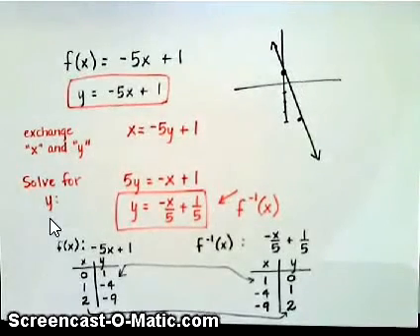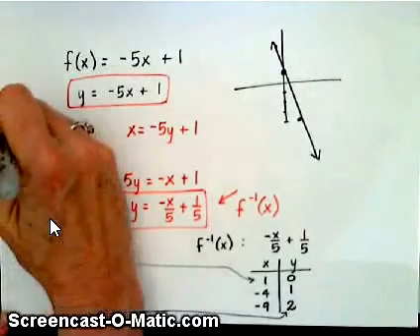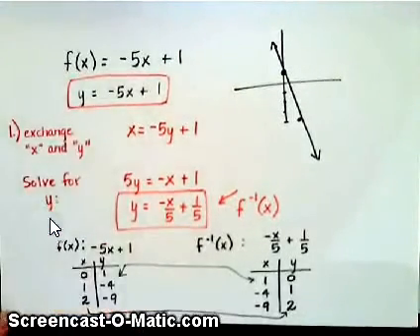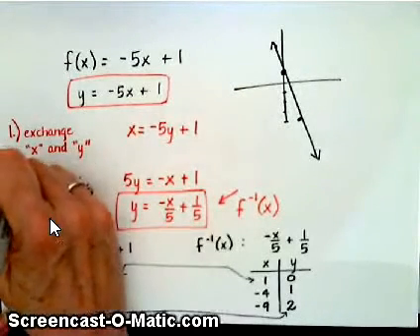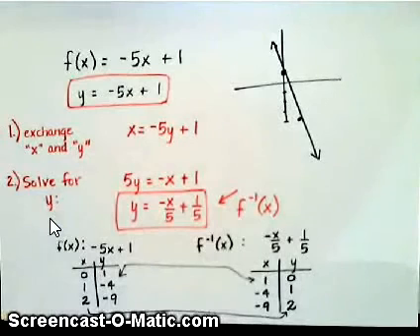Now let's go back to our two steps. If you want to find algebraically an inverse function, you exchange your x and y. You solve the first one for y, exchange the x and y, and then repeat the process and solve the second one for y.